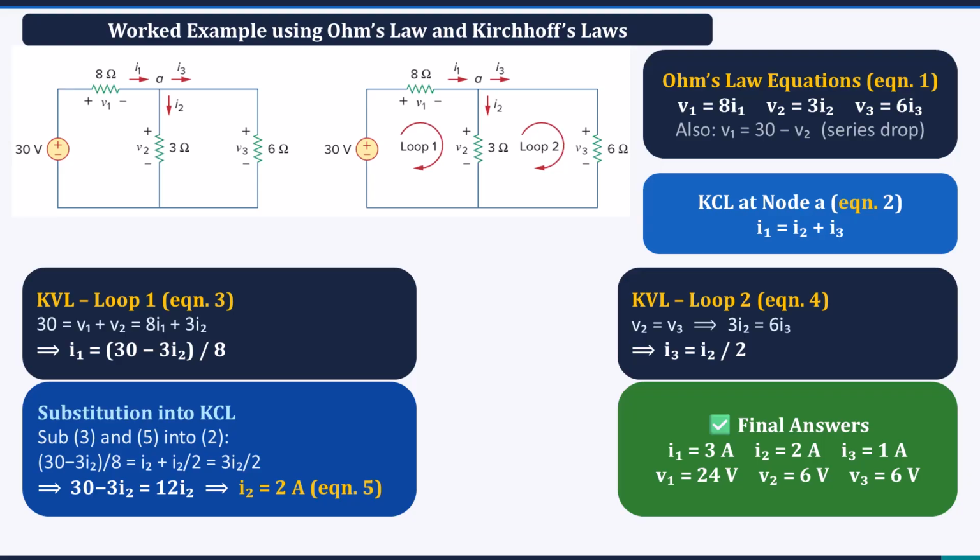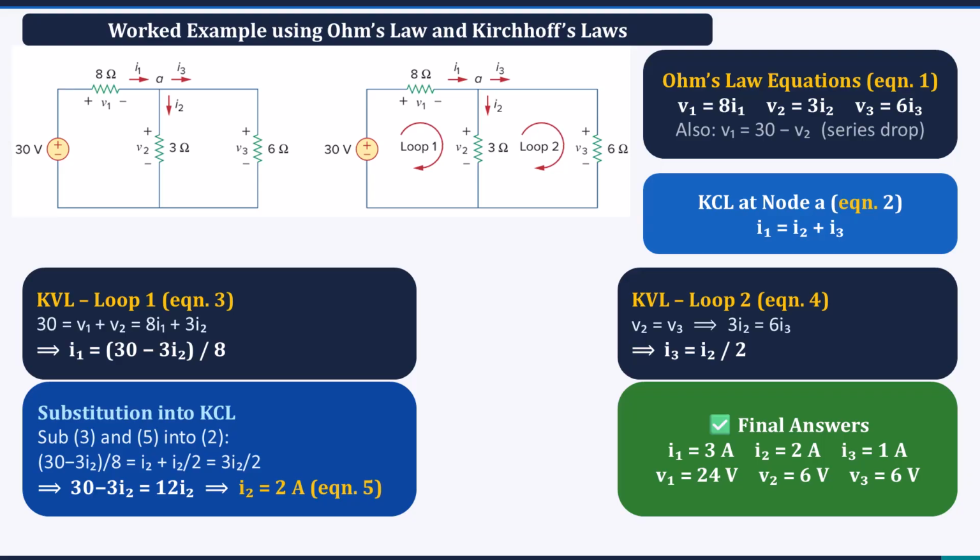Equation 2, KCL at node A: current entering equals currents leaving, I1 equals I2 plus I3. Equation 3, KVL around loop 1, the left loop containing the source, the 8 ohm, and the 3 ohm resistor, 30 equals V1 plus V2, which means 30 equals 8I1 plus 3I2. Solving for I1, I1 equals the quantity 30 minus 3I2, divided by 8.